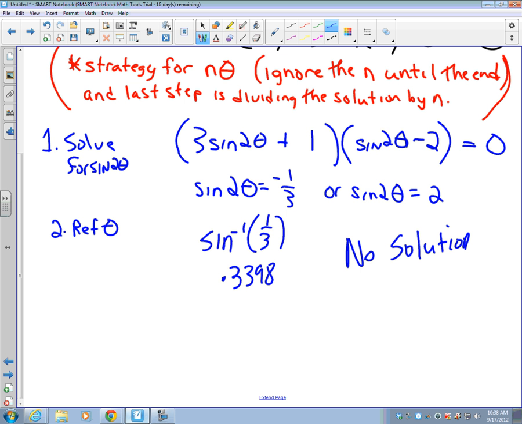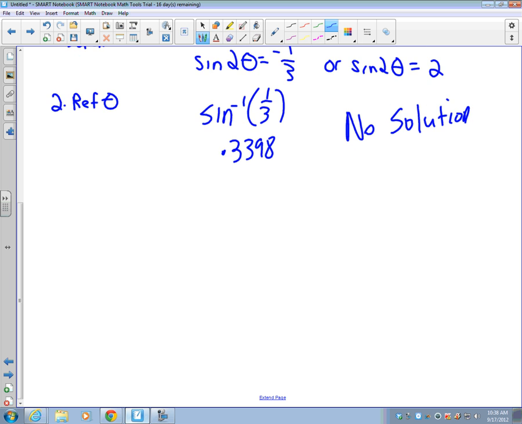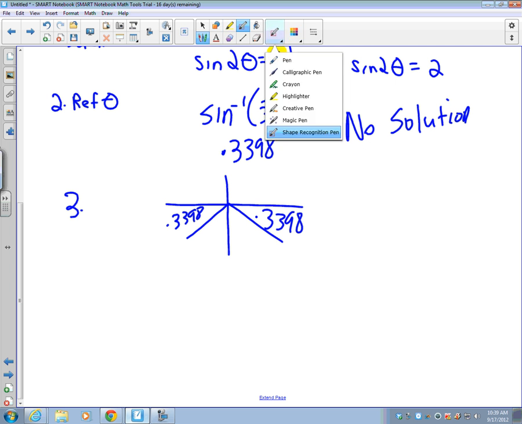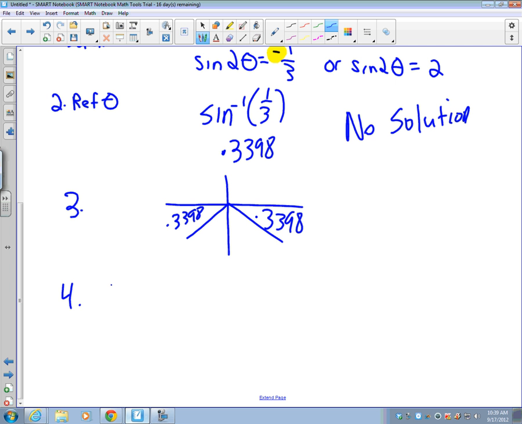All right. So now we continue just like we did before. Number 3, we put this 0.3398 in the same spots. Right? Where sine is negative, right? Because it was negative at the beginning. Right up here. Because of the negative sign, we draw it in quadrants 3 and 4, right? Okay. Then number 4, we state our answers.